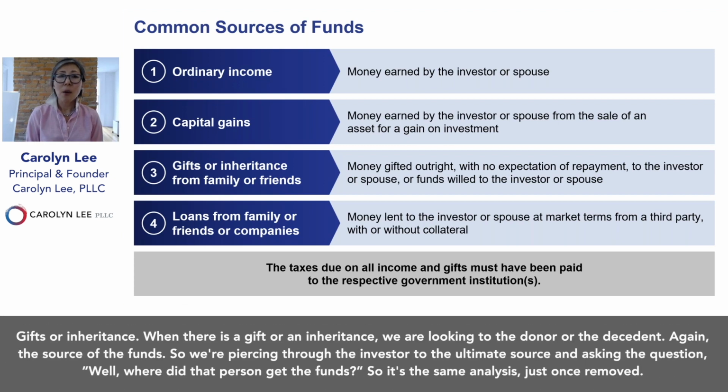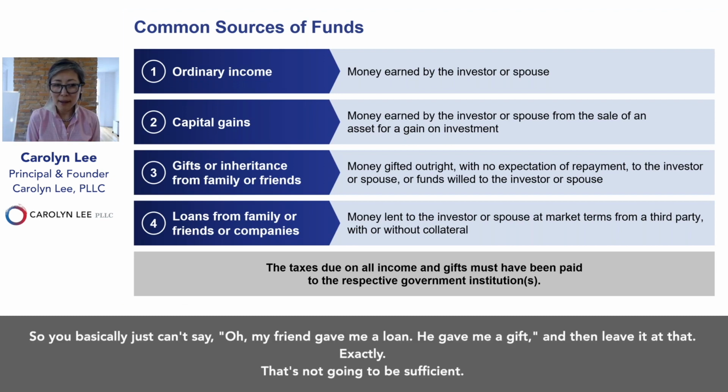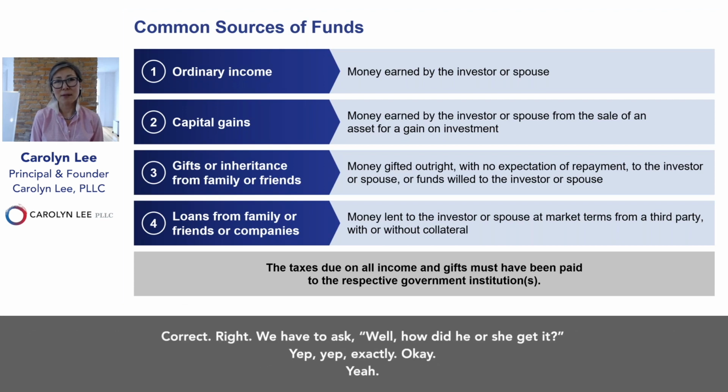Gifts or inheritance: when there is a gift or an inheritance, we're looking to the donor or the decedent, again, the source of the funds. So we're piercing through the investor to the ultimate source and asking, well, where did that person get the funds? So it's the same analysis, just sort of once removed. You basically can't say, oh, my friend gave me a loan, he gave me a gift, and then leave it at that. That's not going to be sufficient. Correct, right. We have to ask, well, how did he or she get it?